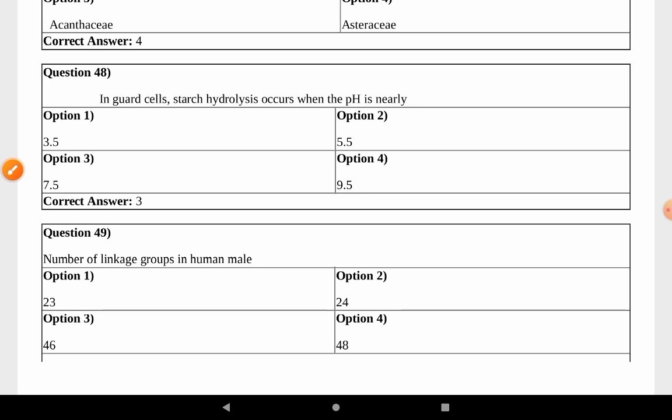Our next question is in guard cells, starch hydrolysis occurs when the pH is nearly option 1 3.5, option 2 5.5, option 3 7.5, option 4 9.5. So the correct answer is option 3. When pH is nearly 7.5, starch hydrolysis occurs in guard cells.